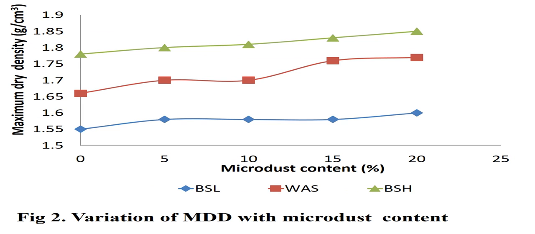And the figure 2 displayed shows the variation of the maximum dry density with the microdust content and also the compactive effort. And it can be observed that the maximum dry density increases with increase in the microdust content and also increase in the compactive effort from the BSL to the BSH, which we can also attribute to the filling of voids within the soil, which displaced the air voids in the soil and then imparted higher density to the soil.